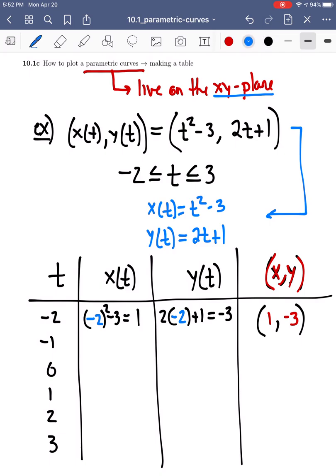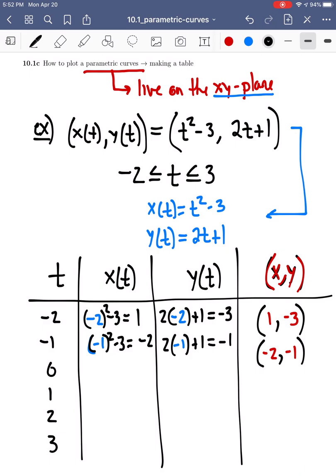And we're just going to do something similar for all of these points. Into the x equation, just put in t equals minus 1, square it, subtract 3, and that'll give us a minus 2. So the next point's x value is minus 2. The next y value, if we do that, it's 2 times minus 1 plus 1, and that'll give us a minus 1. So the next point that we could plot will be minus 2, minus 1.